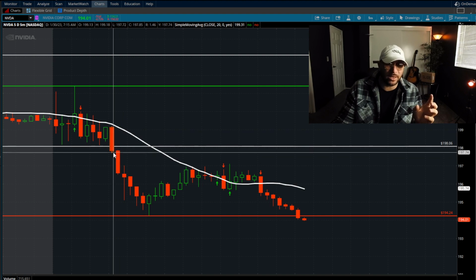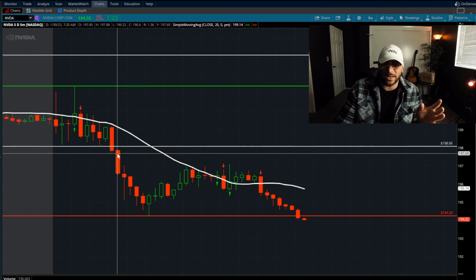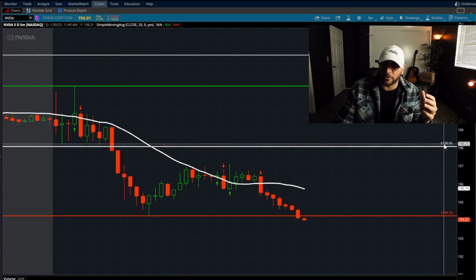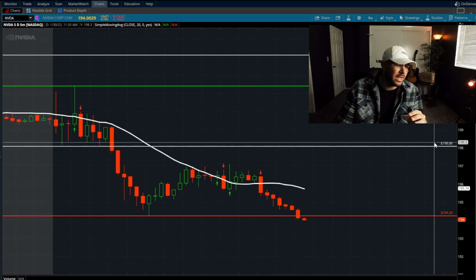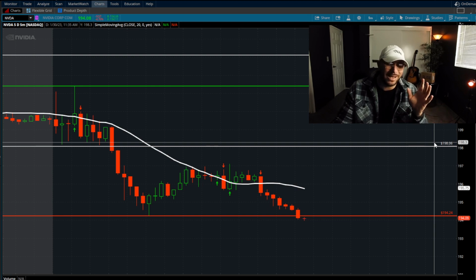Here we've broken the pre-market lows. Here at 7:20 a.m. Pacific Standard Time, you would have had an entry short of around 197.69, or you could have taken the first entry here at 198.06. Again, in my Discord, I put 198.06 as the pivot level. That's what I was looking at to short Nvidia.